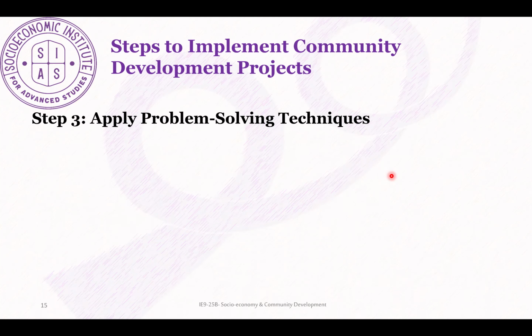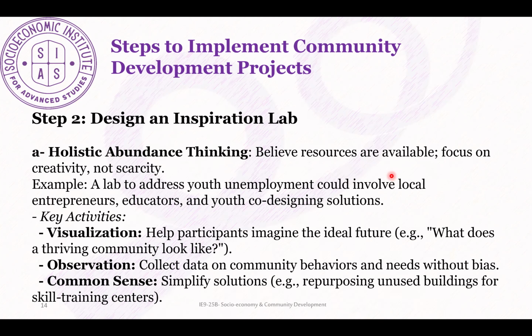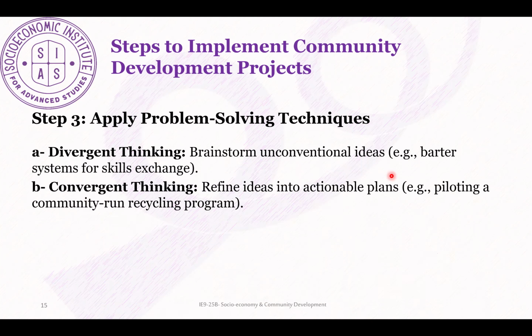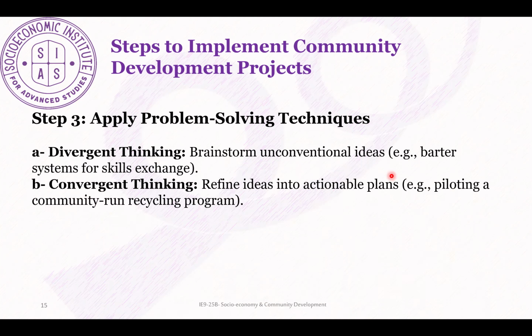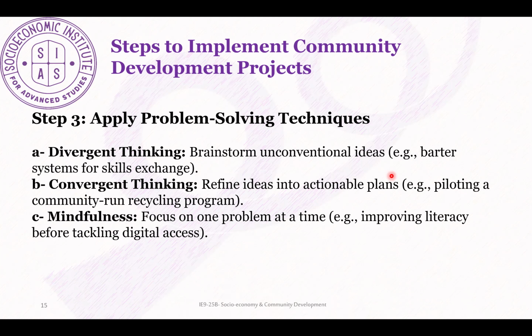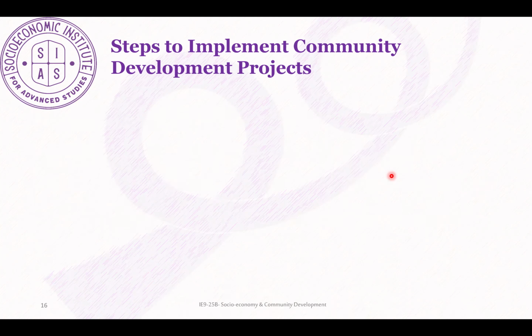Now, the third step for implementing community development is to apply problem-solving techniques. Here, once we redefine the problem, and once we design and set up the inspiration lab thinking, create the abundance thinking, visualize, observe, and bring the common sense, then we start to apply the problem-solving techniques. Here we talk about divergent thinking, which is unconventional idea brainstorming. For example, we might use barter systems for skill exchange. And maybe we sometimes apply convergent thinking, which means that we refine the ideas into an actionable plan, piloting a community-run recycling program. Or sometimes we should think about mindfulness to focus on one problem at a time, improving literacy before tackling digital access.